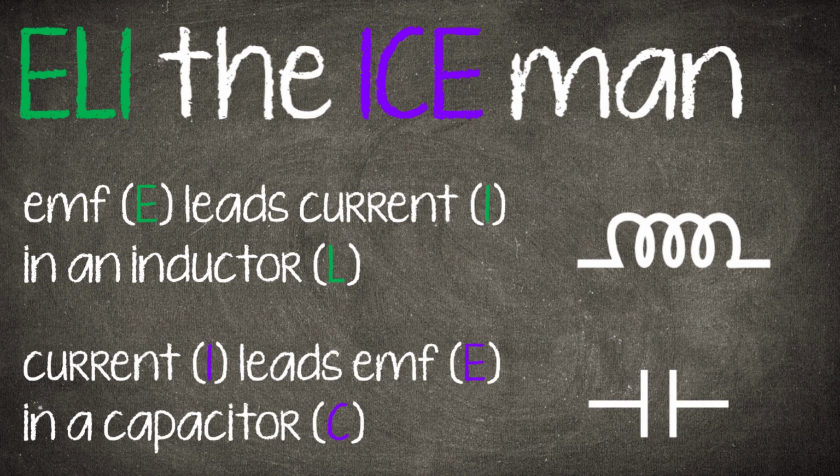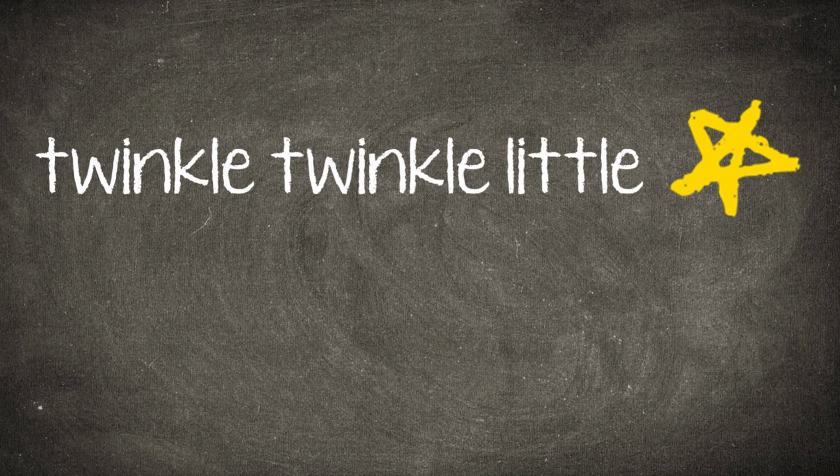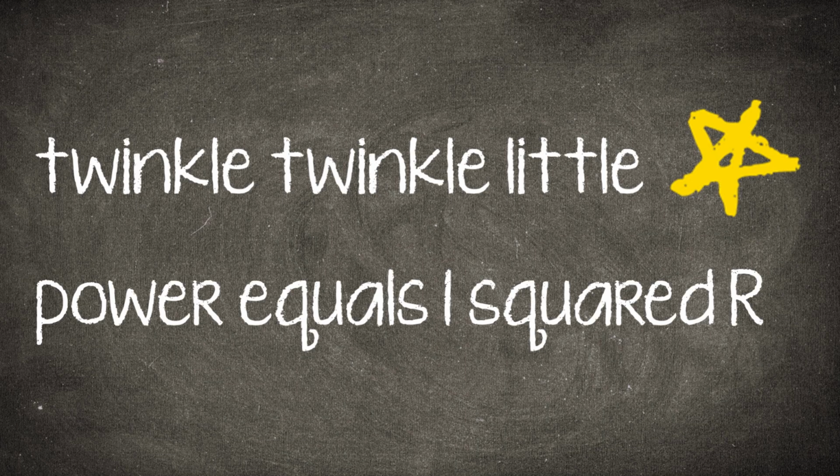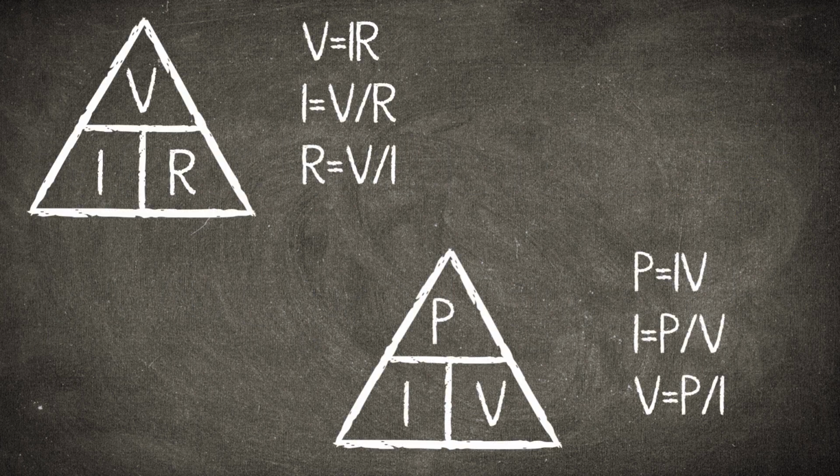ELI the ICEman reminds us that EMF leads current in an inductor and current leads EMF in a capacitor. Twinkle, twinkle, little star, power equals I squared R. And these triangles can help you remember Ohm's law and the power law.